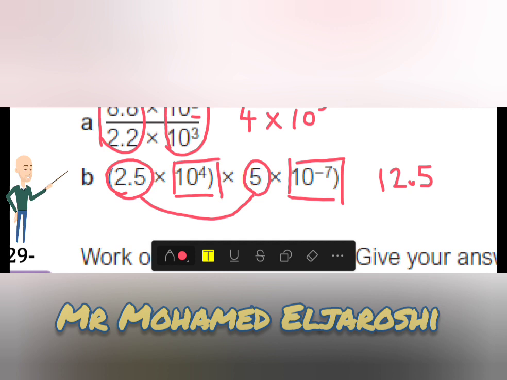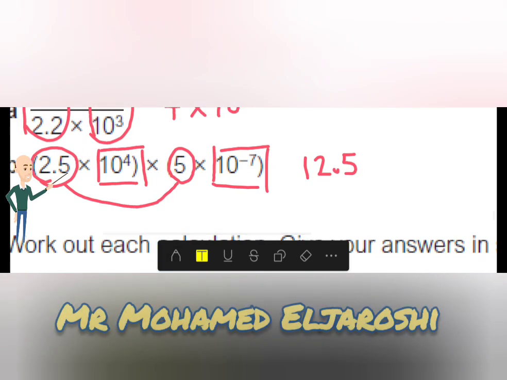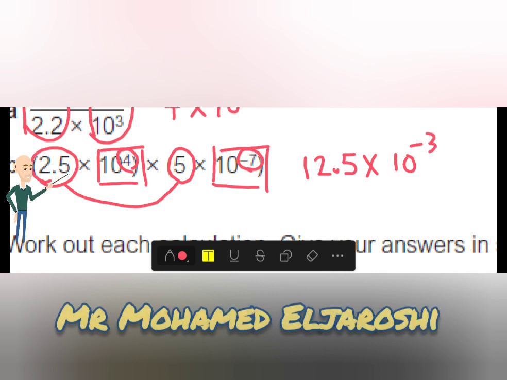Okay, and then after that, I'm going to multiply the tens with the powers. And because I'm multiplying, I'm going to add the powers. So 4 minus 7 equals what? Very good. It's going to be 10 power of minus 3. And it's negative because the bigger number has the negative sign.